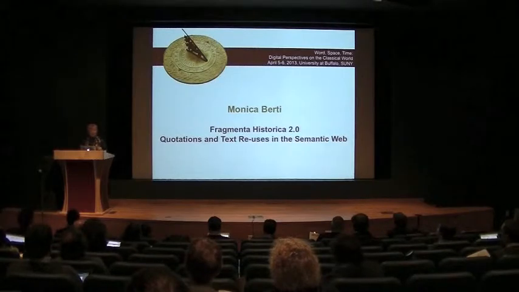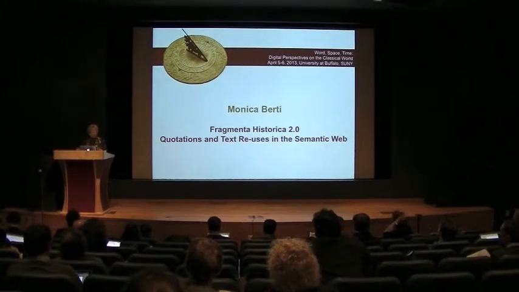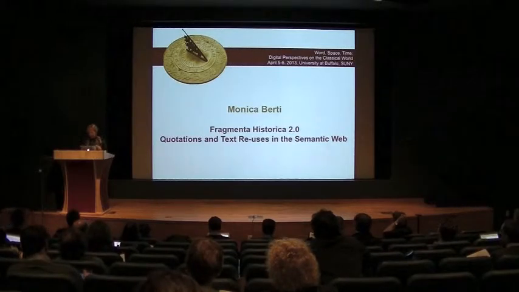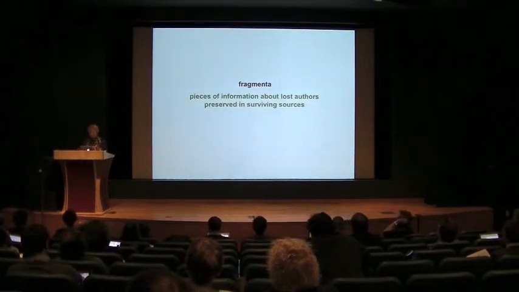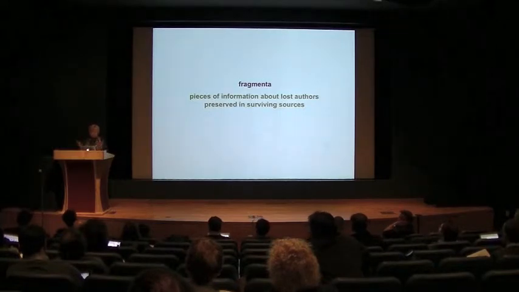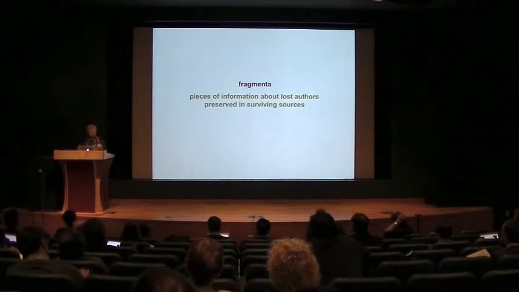So the goal of this paper is to discuss methods and tools for representing and annotating historical fragments in digital libraries. And what do we mean by fragmenta? In textual criticism, fragmenta can be defined as pieces of information about lost authors preserved in surviving sources.